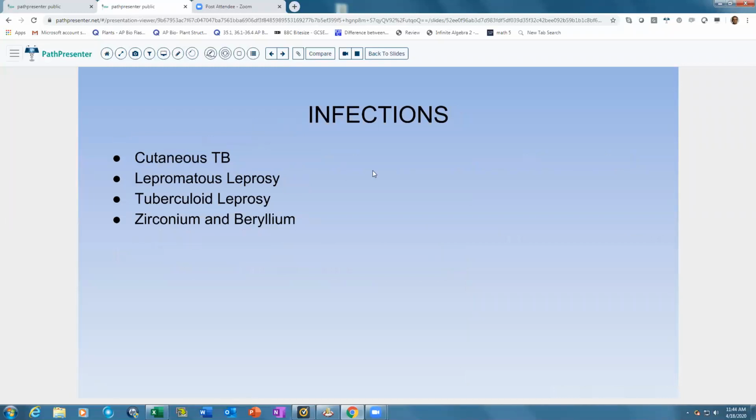Sarcoidal type of granulomas can also sometimes be seen in cutaneous tuberculosis, especially, and then leprosy, especially in tuberculoid leprosy. And then you also have to remember zirconium and beryllium, which are foreign material used in certain industries. Like zirconium is used in the fluorescent bulb industry, and beryllium, I think, is used in the fluorescent bulb industry, and zirconium is used in some sort of drugs admixed in antidepressants. So these might also show a sarcoidal type of granulomatous reaction pattern.